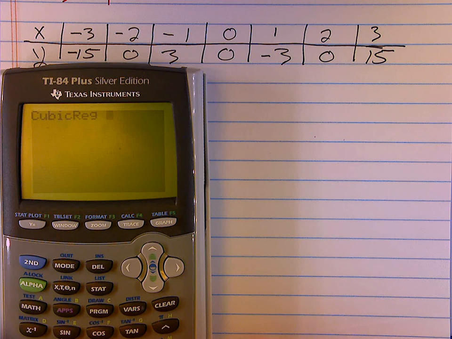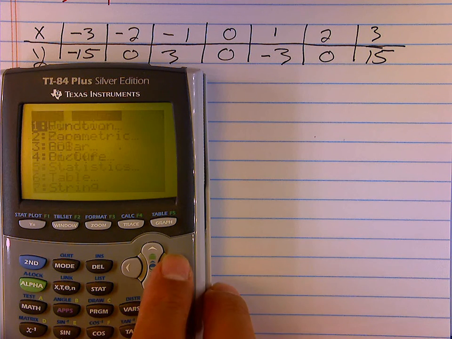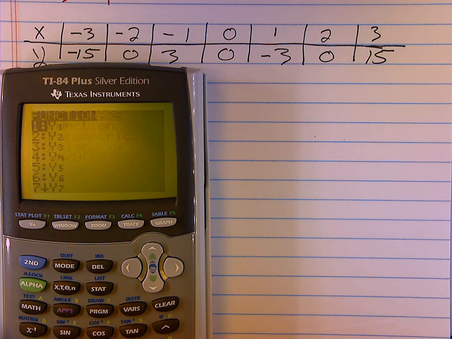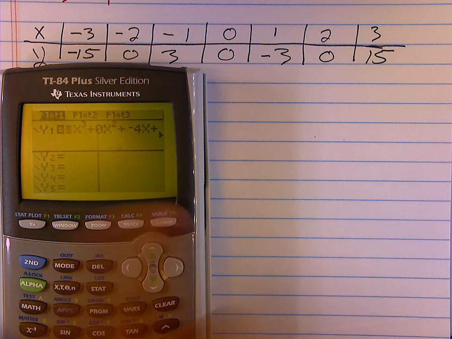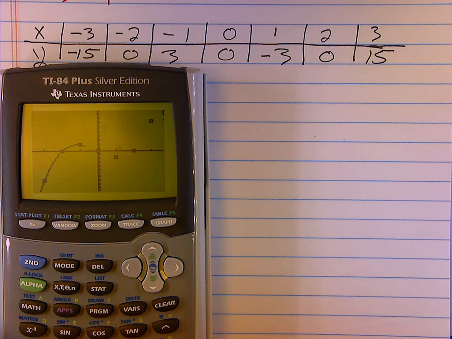I'm not done. I'm going to push variables button. Go over to y variable, function, enter, y1, enter. And not only is it going to perform my third degree polynomial regression for me, it's also going to put it in there for me, so when I hit graph, I can see if it matches the data. Looks like it's a very good match.